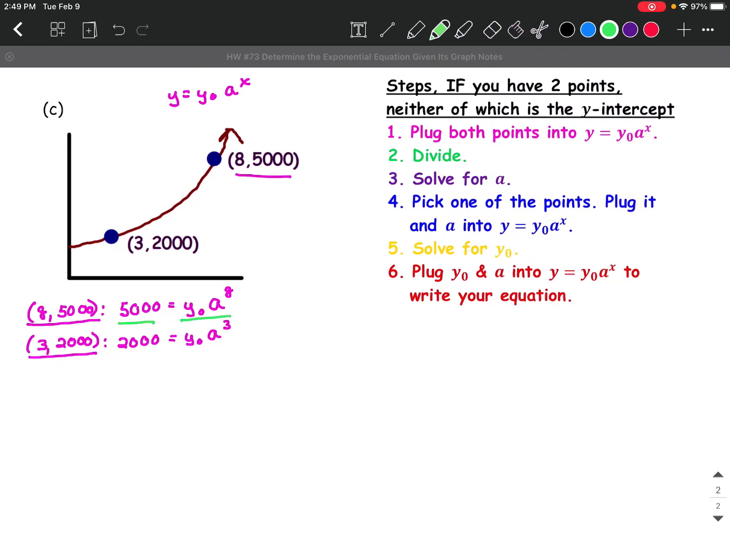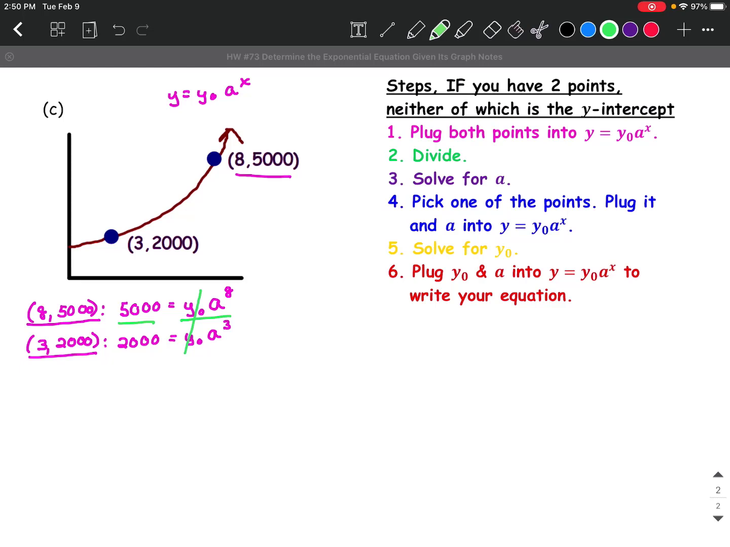Remember when we had linear equations and we had two equations with two unknowns, an x and a y? We would add or subtract those two equations so that we could eliminate one of the variables and solve. Now we have two equations with two unknowns, but they're exponential equations. We divide them, and look what happens to the y naughts. They go away. They cancel out, they divide to 1.